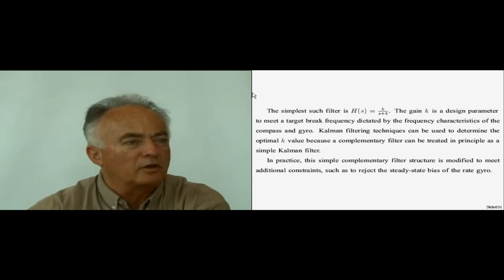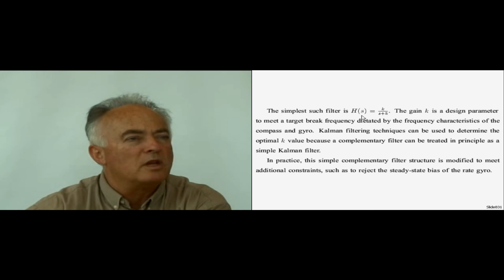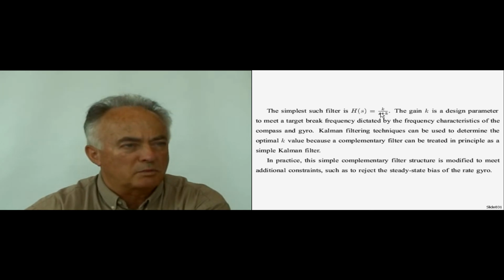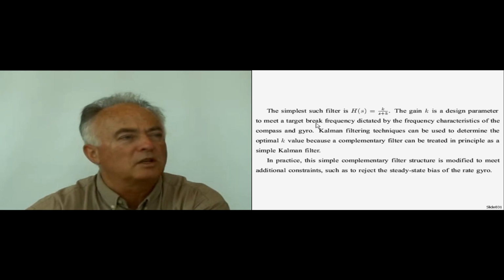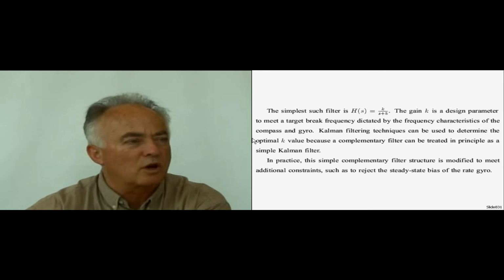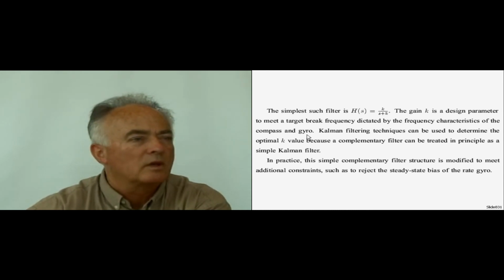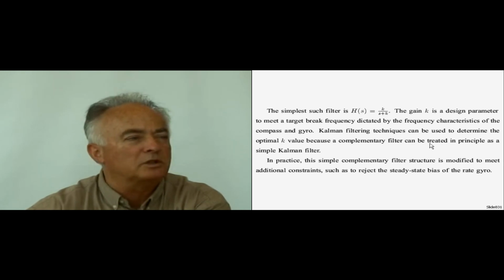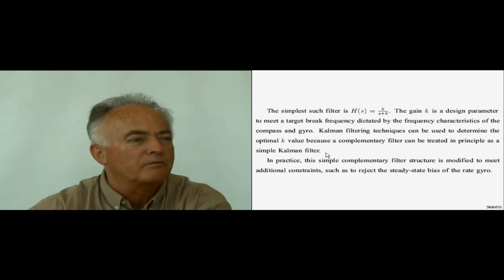A simple filter for this case would be a constant over S plus a constant, where this gain K is a design parameter to meet a target break frequency dictated by the frequency characteristics of the compass and the gyro. Now, Kalman filtering techniques can also be used to determine the optimal K value, because a complementary filter can be treated as a simple Kalman filter.